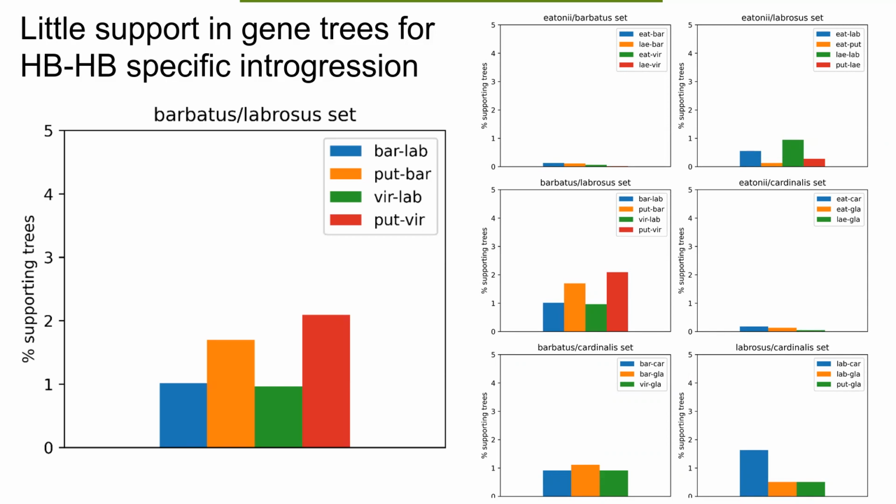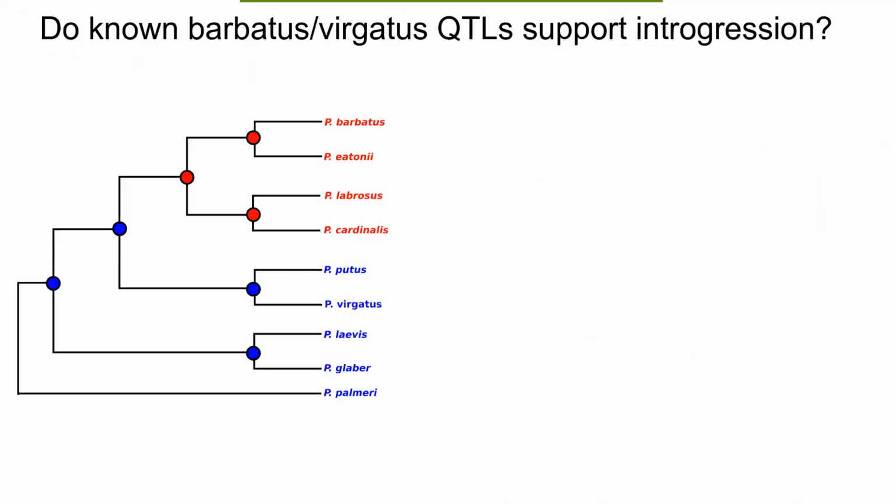So this is just a summary of all the possible comparisons that we're interested in. You can kind of see that it tops out around maybe 2% of trees. And also it's worth noting, those two are just the most closely related in the species tree anyway. So you would expect that signal might be slightly elevated just because they're closest together in the tree.